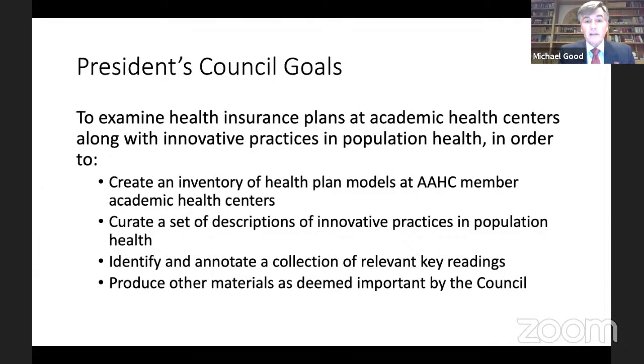Tonight, we focus on Goal 2, creating a set of descriptors and describing innovative practices in population health at academic health centers in our member institutions. Next slide.